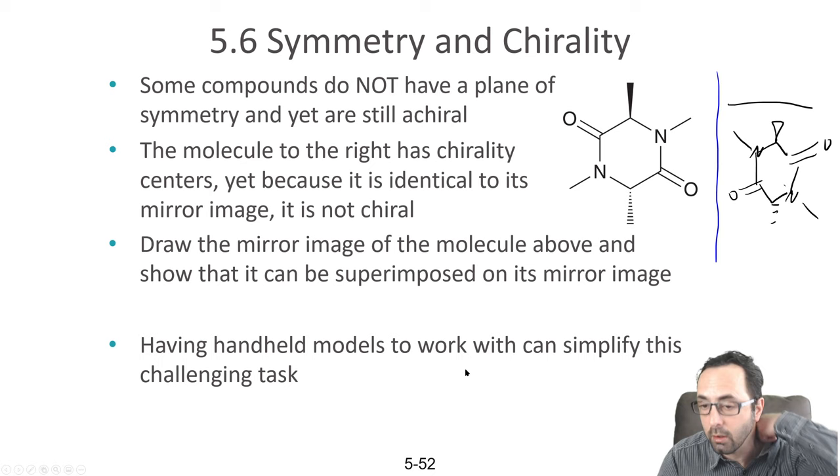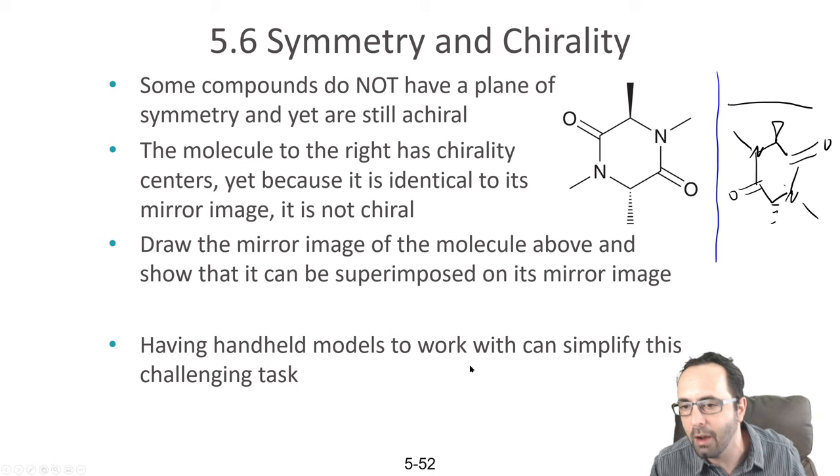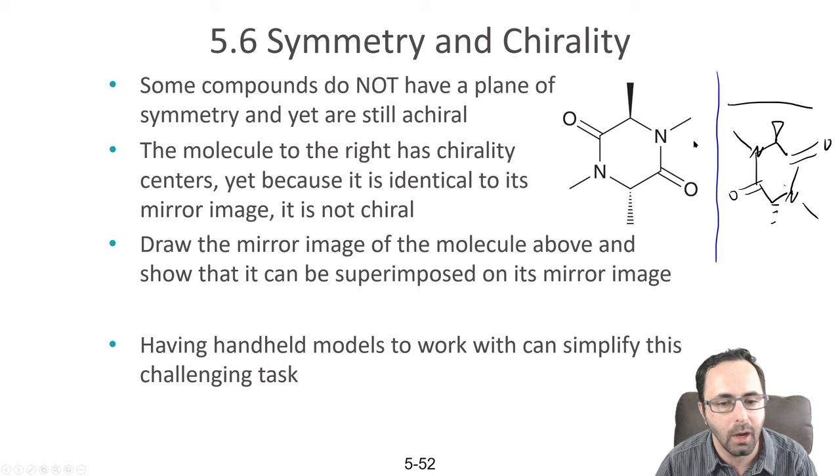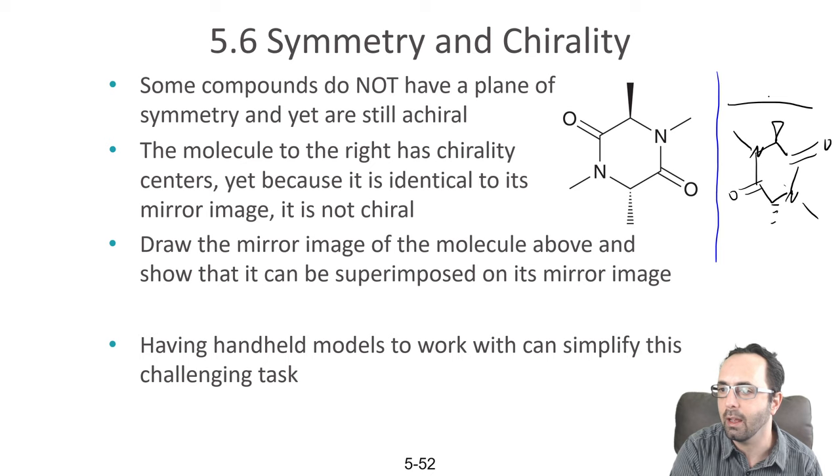Okay, so this is challenging, right? This is difficult. What we just did, seeing if we have a meso compound or not, actually involves rotating these molecules in your mind. So this is where models can help a lot, okay? But you will get better at flipping these. Remember, if we flip this like a pancake, for example, we're just flipping every orientation around.